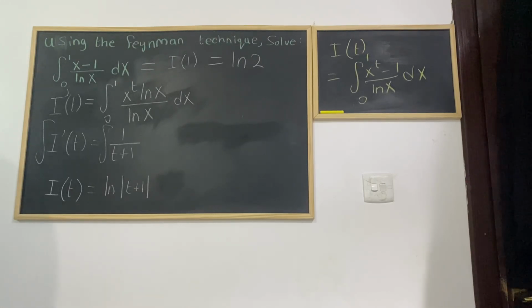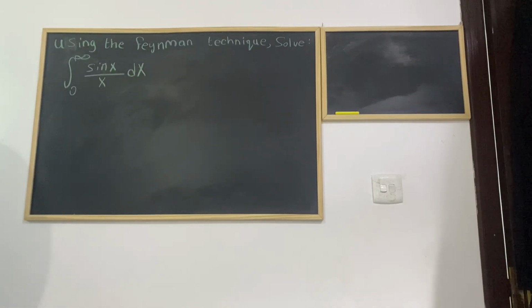Now, let's do another problem here, because this one was done in a very short amount of time. So let's do another problem, one that's a little bit more complicated. So I'll erase the board and I'll cut into the second problem. So here we have the integral from 0 to infinity of sine x over x dx.